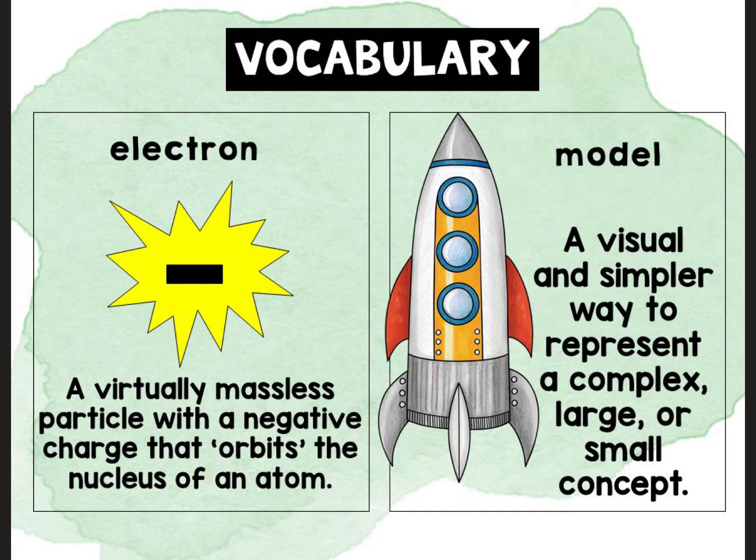An electron is a virtually massless particle with a negative charge that orbits or goes around the nucleus of an atom. A model is a visual and simpler way to represent a complex, large, or small concept.